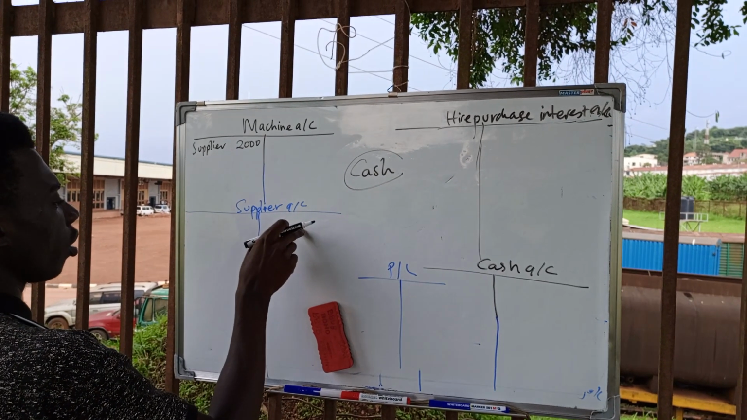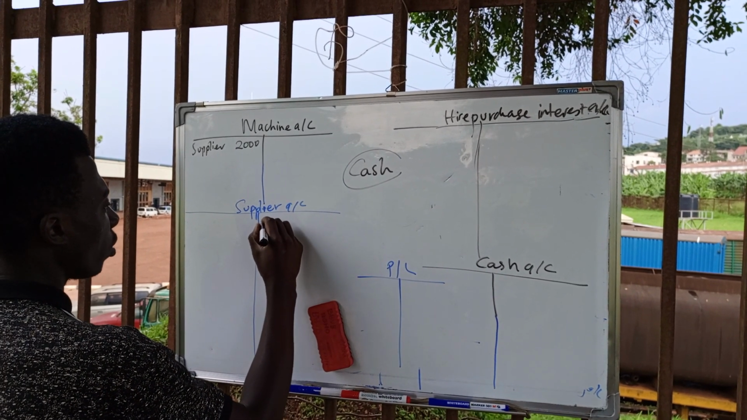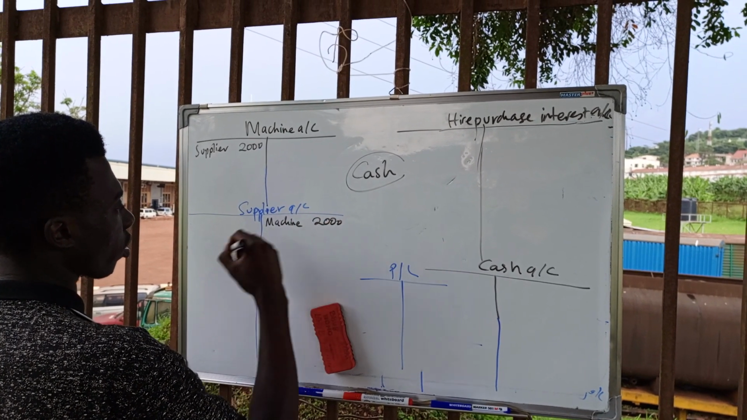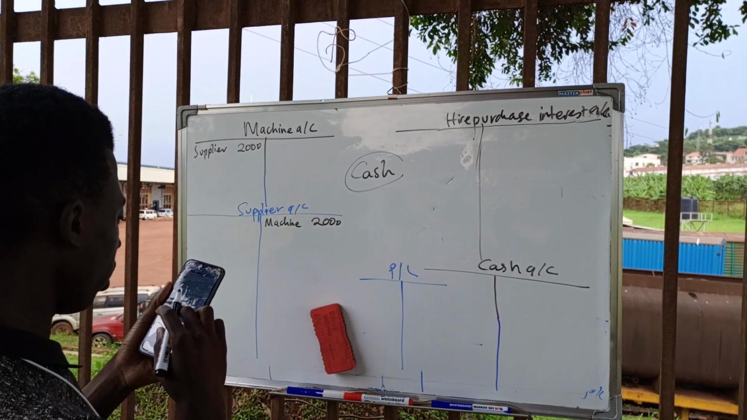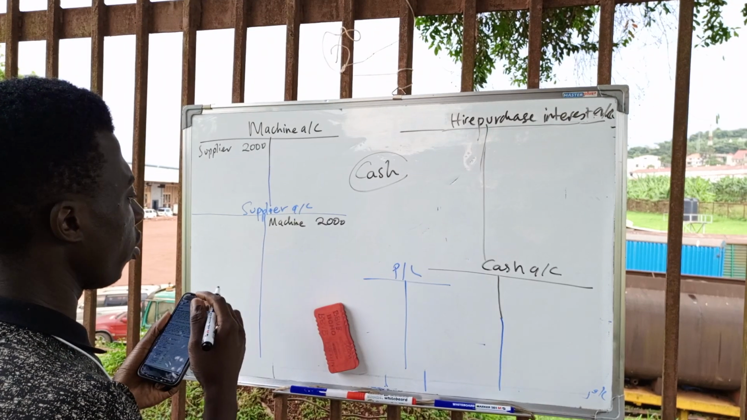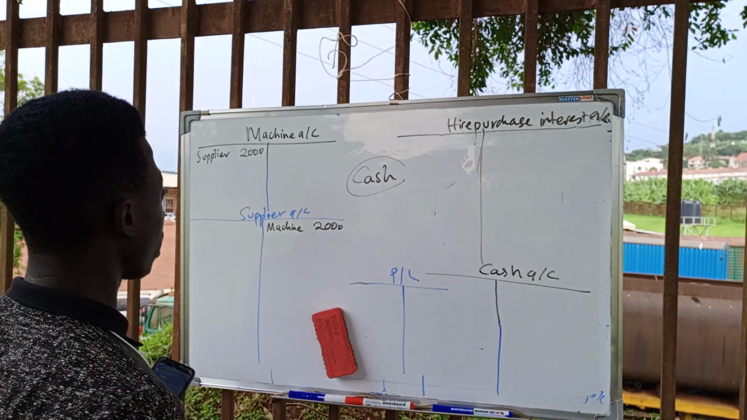Then you credit the corresponding credit has to go to the supplier's account machine, which is 2,000. So that is at the beginning of the year. Then they told us that the hire purchase price is 2,300. Of course, that's going to be our purchase price.